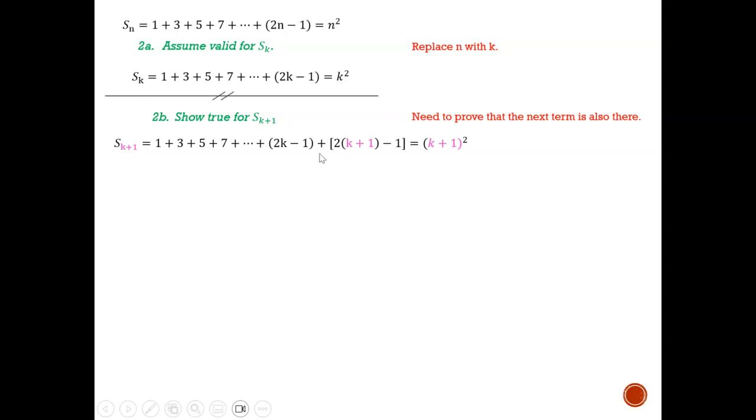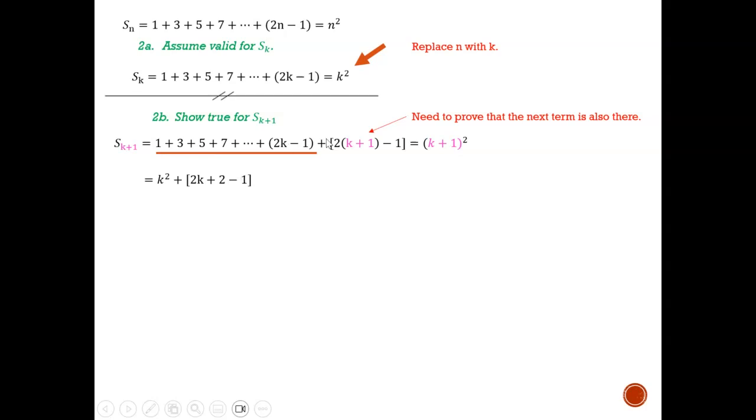Now, you only work on the left side. You don't do anything on the right side. Leave it how it is. We need to prove that the next term is also there. This is my next term. So if you notice, 1 plus 3 plus 5 plus 7 plus up to 2k minus 1 is going to be k squared.